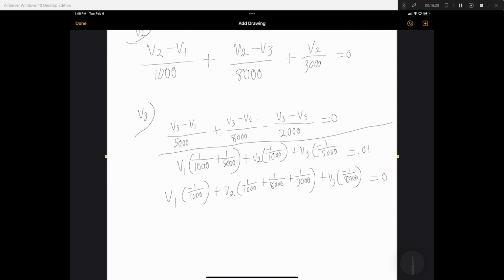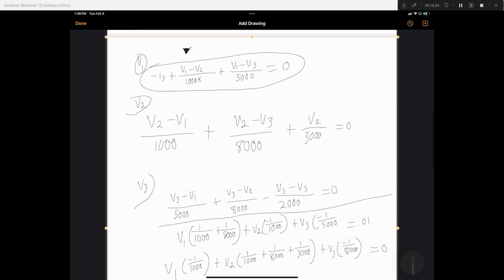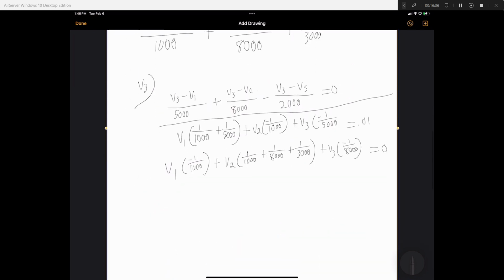Next one is V3. Do we have any V1s? We do. Negative 1 over 5,000. That's it. Plus V2, there's one V2. Negative 1 over 8,000.